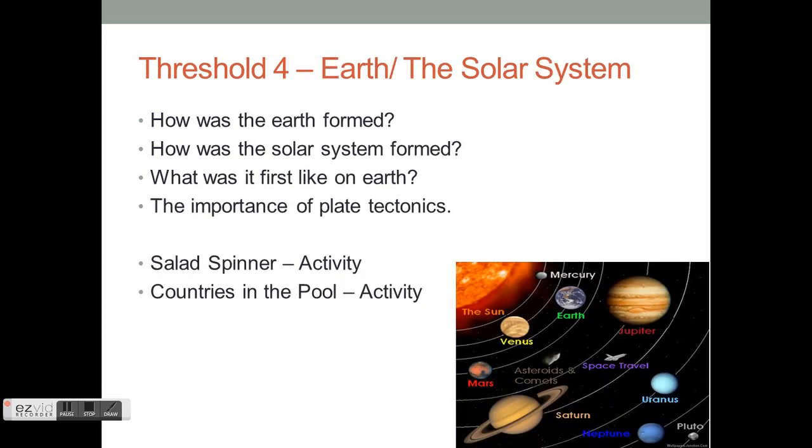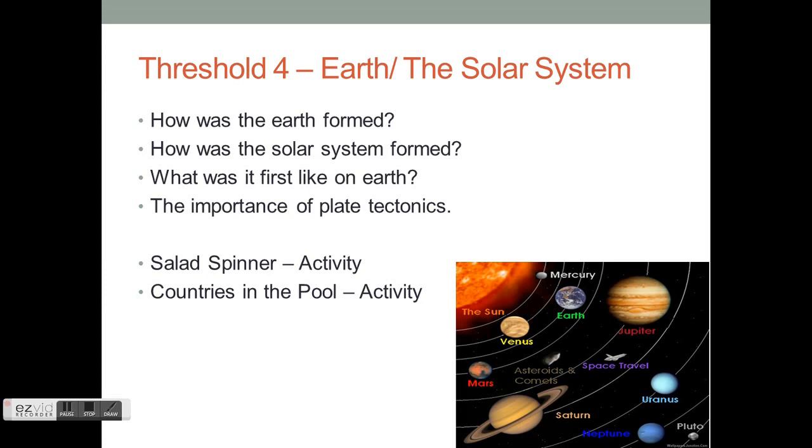The next threshold we looked at was Earth and the solar system. Now we looked at why Earth was formed, what made up the solar system, how it was formed, what it was first like on Earth, and the importance of plate tectonics. Plate tectonics is very important to Earth itself. Plate tectonics is why we have mountains, why we have ridges, why we have oceans.